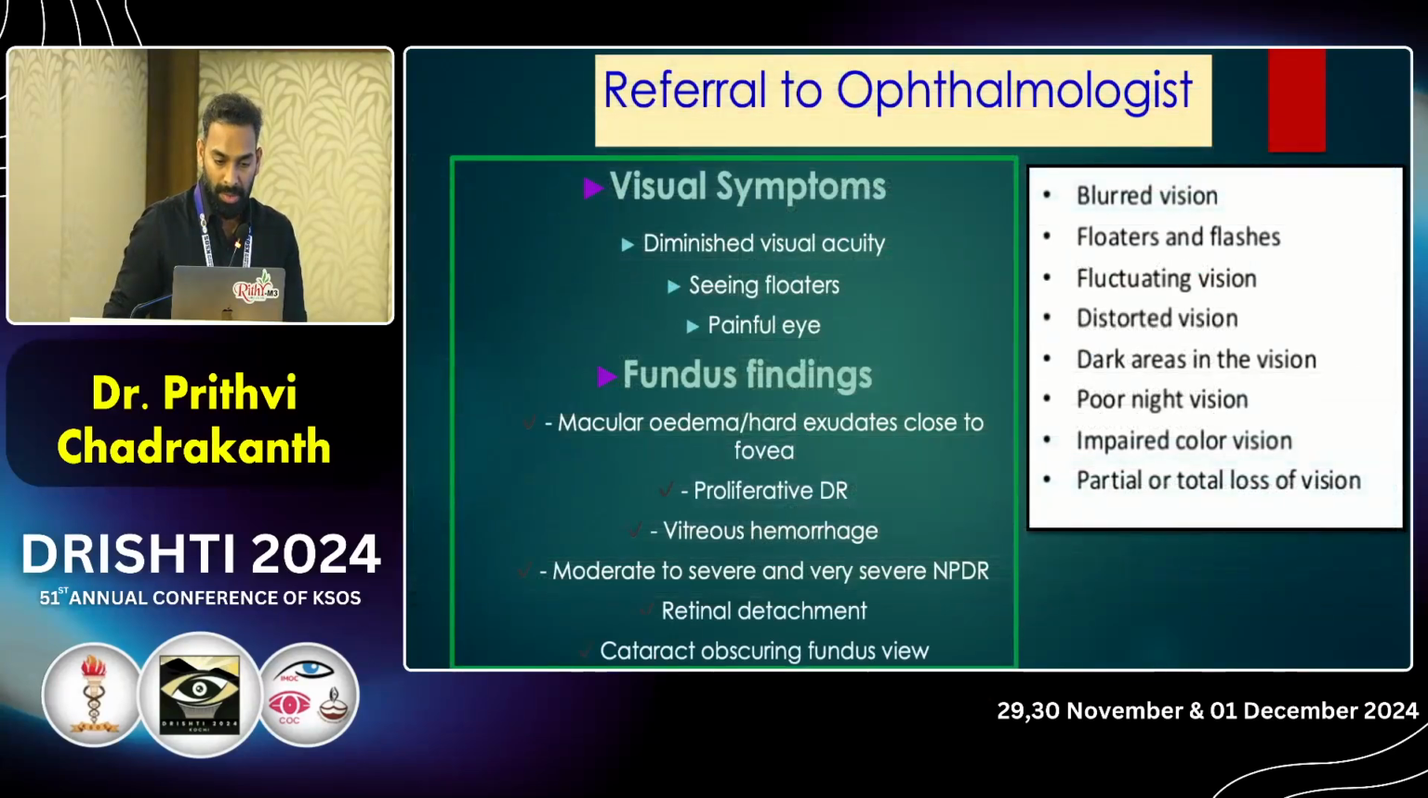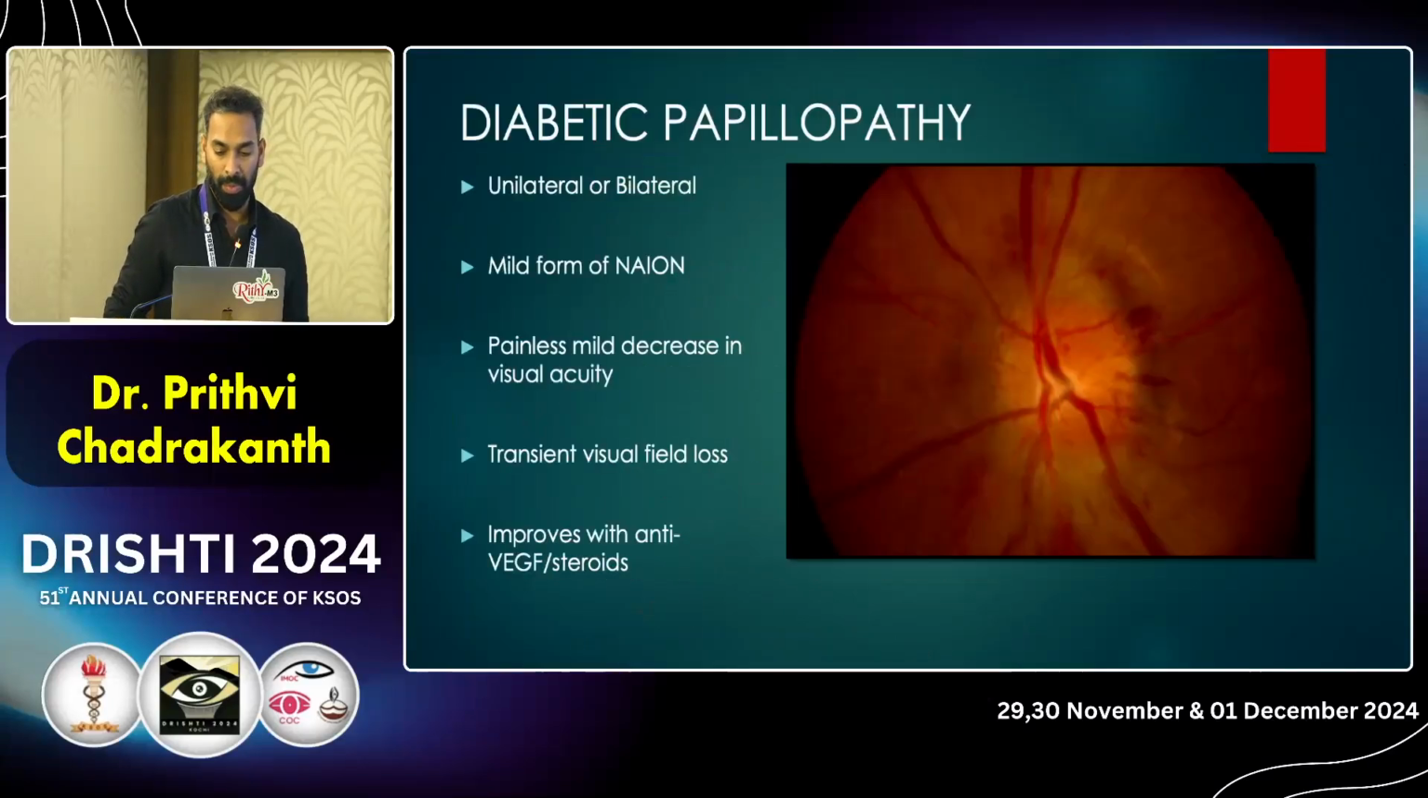This is again the referral to the ophthalmologist. Visual symptoms: any patient who has diminished visual acuity, seeing floaters, or a painful eye can be referred. Fundus findings: macular edema, hard exudate close to the fovea, and proliferative DR with VH, moderate to severe and severe NPDR, retinal detachment, and cataract obscuring the fundus view.